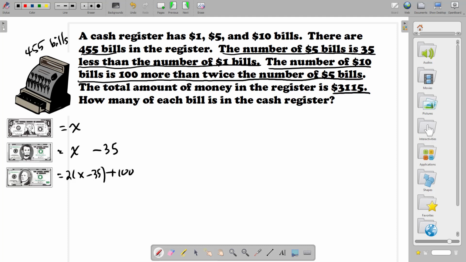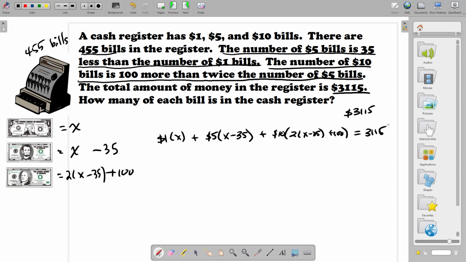Then it says that the total amount of money is $3,115. So if I take $1 and multiply that by the number of dollar bills, and I take $5 and multiply that by the number of $5 bills, and I take $10 and multiply that by the number of $10 bills, that will give me $3,115.